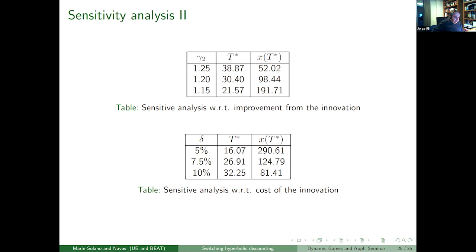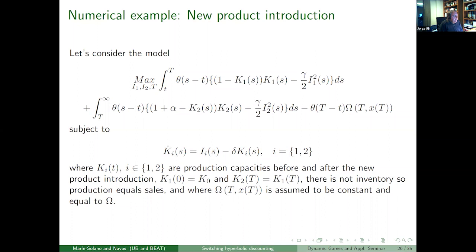Another example that we analyzed in that paper is the following. This is inspired by a paper by Gesser. It's the case of a firm that is producing and selling a given product in a market and has the option to introduce a new product. The new product was vertically and horizontally differentiated from the original one. In the original paper, in the second regime, after the introduction of the new product, the firm produced both products. We take a simplified version and assume that if the firm introduces the new product, it stops producing the first one.